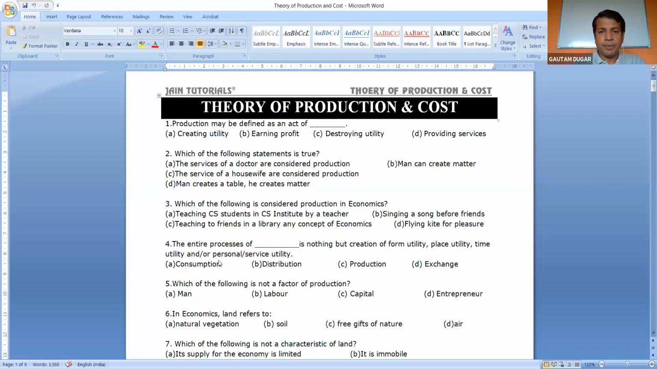Number 3, which of following is considered production in economics? Again, a similar question. Option A is production, teaching CS students in the CS institute by teacher. However, the rest 3 are just only for pleasure. When you sing a song before friends, if you're singing song professionally, then that is production. But if you're singing before friends, that is not production. Flying a kite for pleasure, teaching to friends in a library, that is again, exchange is not involved, so that is not production. So 3 answer is A.